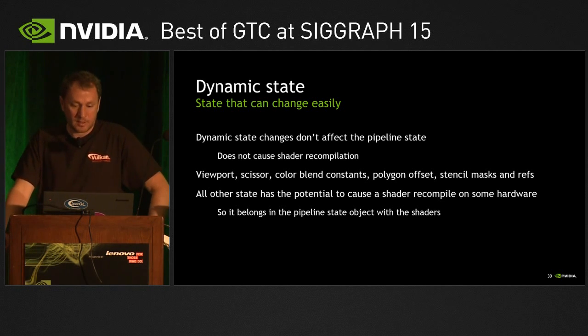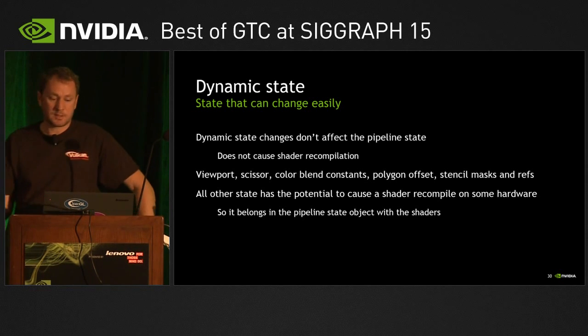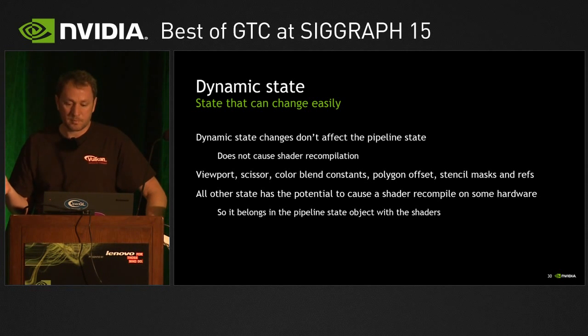And finally, for setting up the 3D pipe, we have dynamic state as well. All the state that's in a pipeline state object might affect shader compilation on some platforms. But everything else that doesn't affect shader compilation is put into dynamic states. And these are things that can be changed very, very quickly between draws. And some of the things that you can change, as I've enumerated here. But any other state has the potential to cause shader compiles, so that's why they're in the pipeline state.